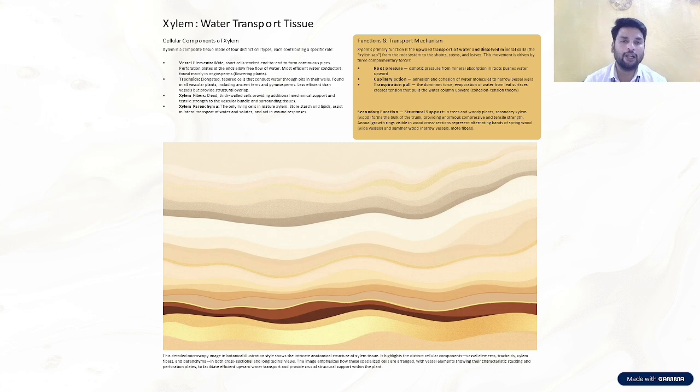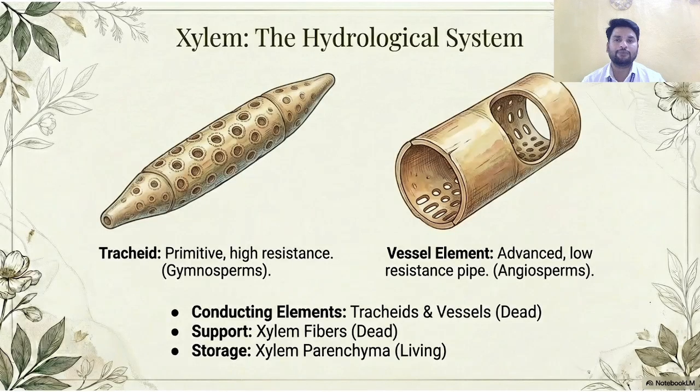Then the secondary function, structural support. In trees and woody plants, secondary xylem, also known as wood, forms the bulk of the trunk, providing enormous compressive and tensile strength. Annual growth rings are visible in wood cross sections and represent alternating bands of spring wood, with wide vessels, and summer wood, with narrow vessels and more fibers.